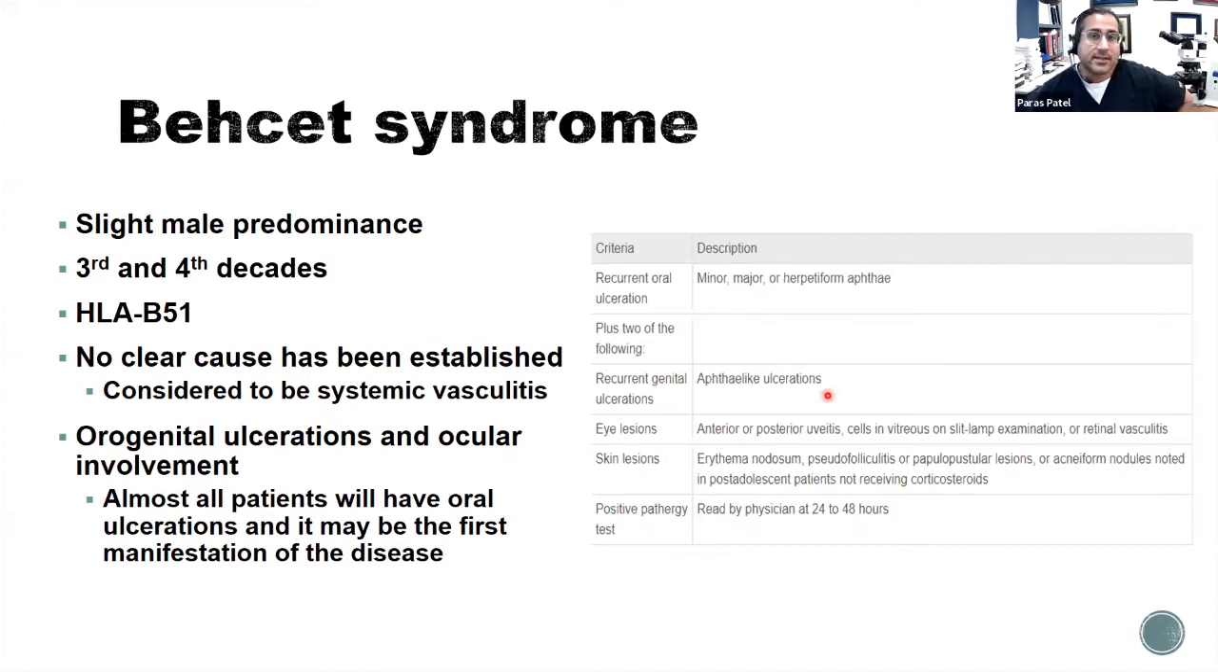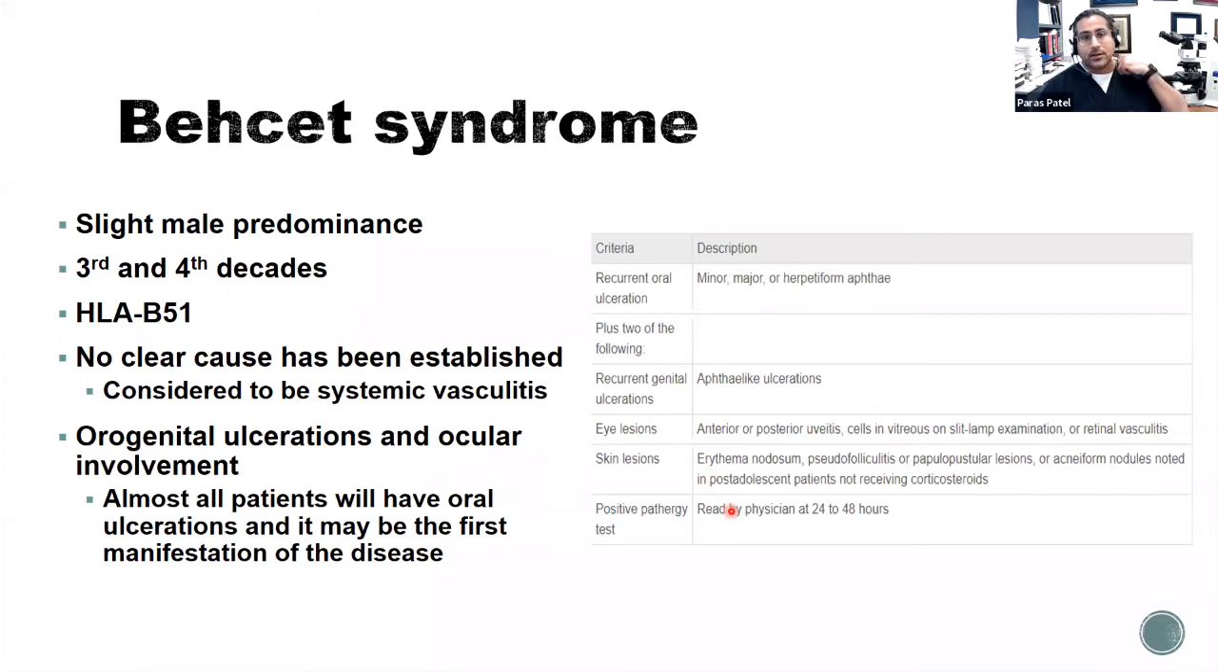And the criteria for this diagnosis, one, it's either minor, major, or herpetiform type aphthous ulcers in the oral cavity. And that's a necessary criterion to make this diagnosis, plus two other findings. So anogenital ulcerations, any sort of ocular inflammation, as well as a handful of different skin lesions that can form as a result of the vasculitis and subsequent inflammatory process.